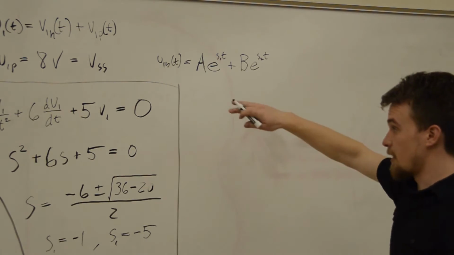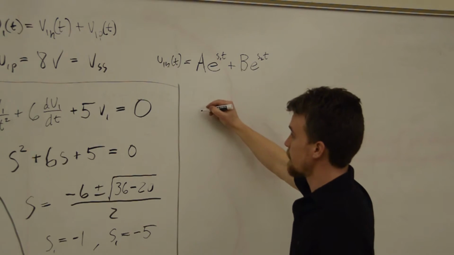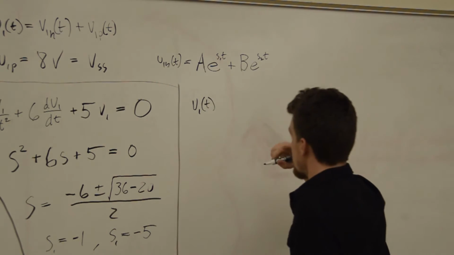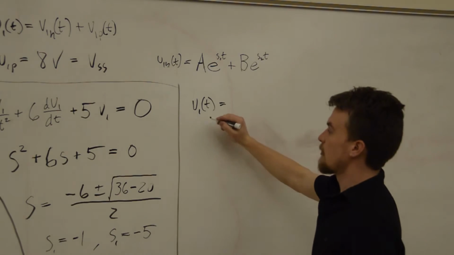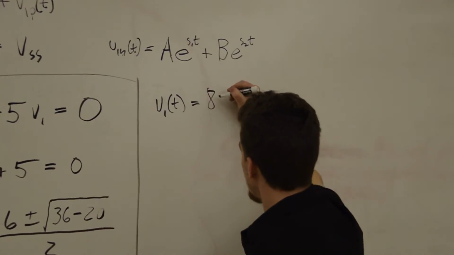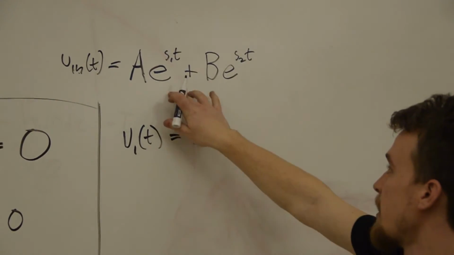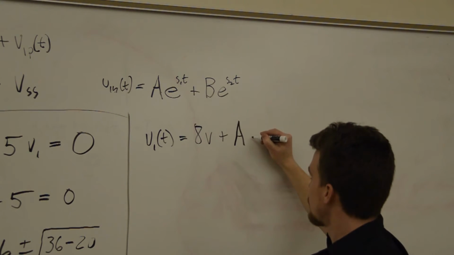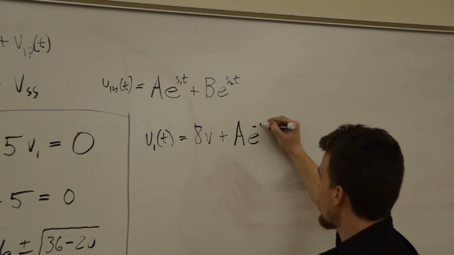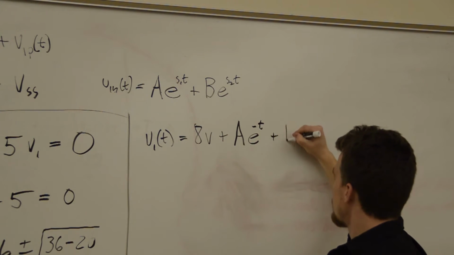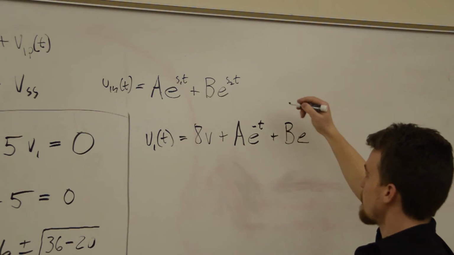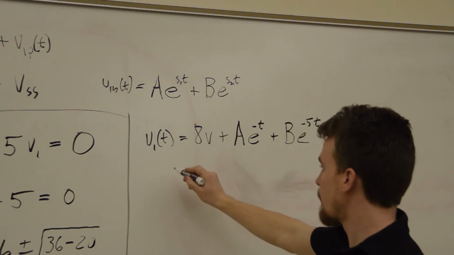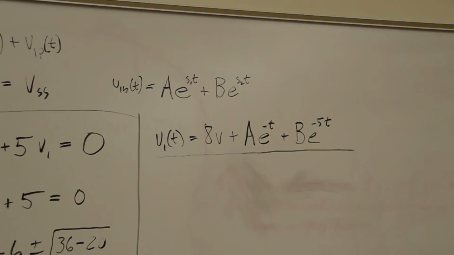Now our general solution is the sum of our particular solution and our homogeneous solution, so we're going to write that down here. We're going to write v1 of t in general is equal to our particular solution, which is 8 volts, plus our homogeneous solution, where we'll leave our coefficients undetermined for the time being. S1 is equal to -1 plus e to the S2, which is equal to -5. So that is our general form of our solution.